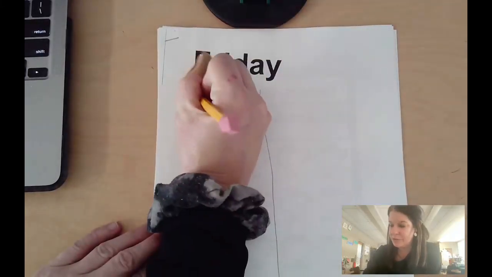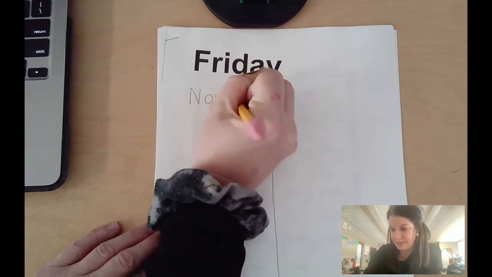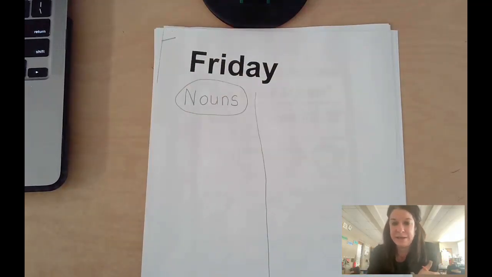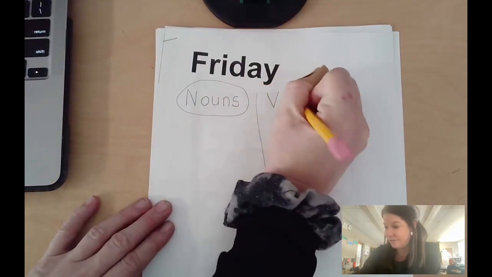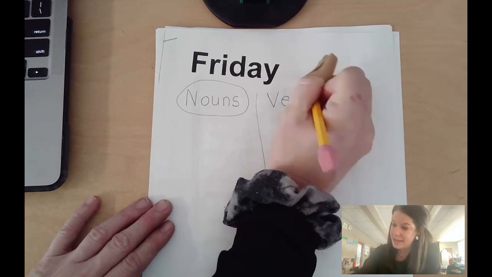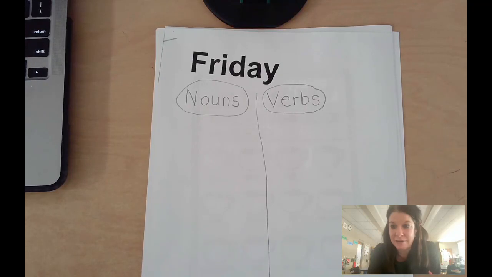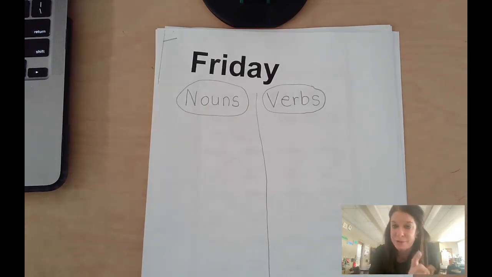On this side, I'm going to make a heading that says nouns, and circle it. Nouns, N-O-U-N-S. And on the other side, I'm going to write verbs and circle it. Okay, you can pause the video right now if you want to, so you can catch up to make sure you have that written. And when you're ready, press play again, okay?